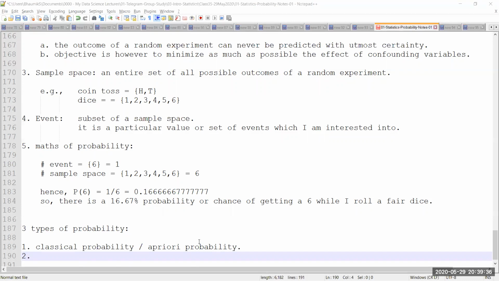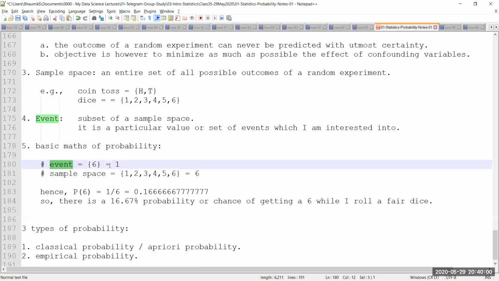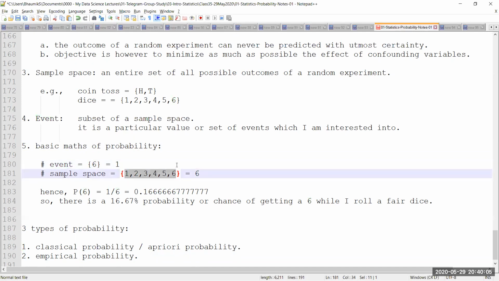The second type of probability which we have is known as empirical probability. Now before I say what is empirical probability, I would also like to say something else about the probability. For example, we looked into some basic math of probability. So I'm going to say basic math of probability. Here, I was interested in a certain kind of event, and that event was if I can get a 6 when I roll a die. So I'm going to roll a fair die where the event space is 1, 2, 3, 4, 5, 6, and there are 6 items in the event space.